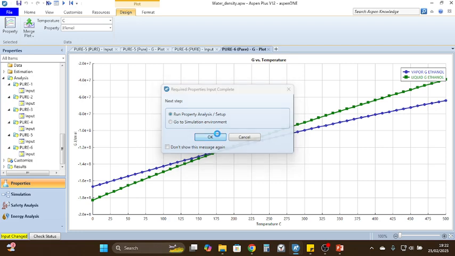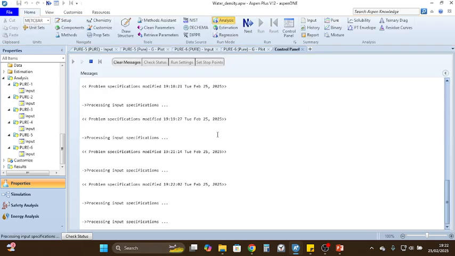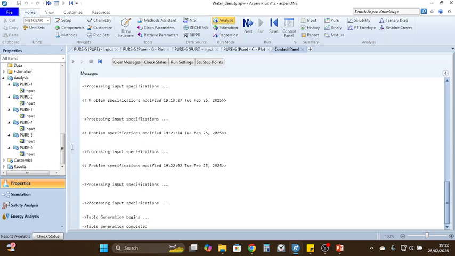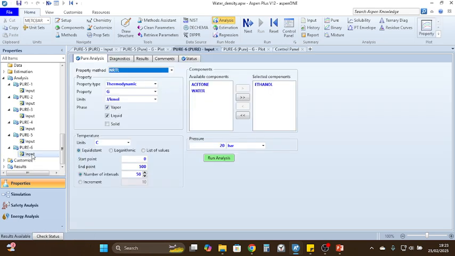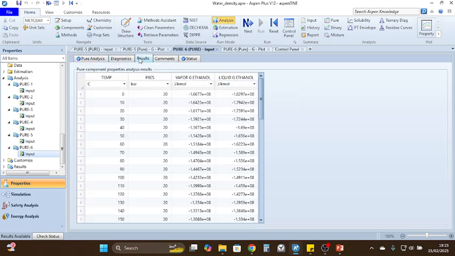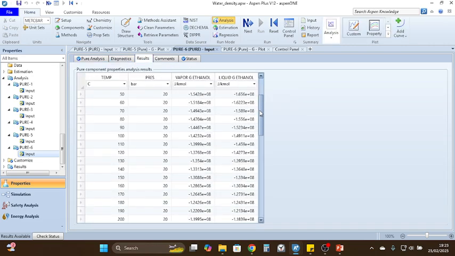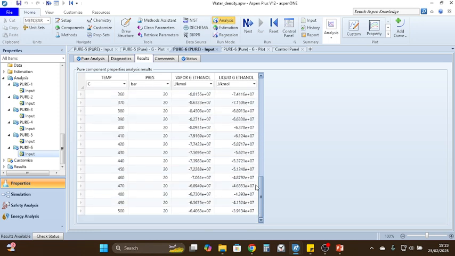So if you click on OK, the results are available. You can come to the results and you can get the data from here. So what you can do is copy this data. You can go to Excel and plot it for the variation of the Gibbs free energy at different pressure, and you can visualize through Excel.